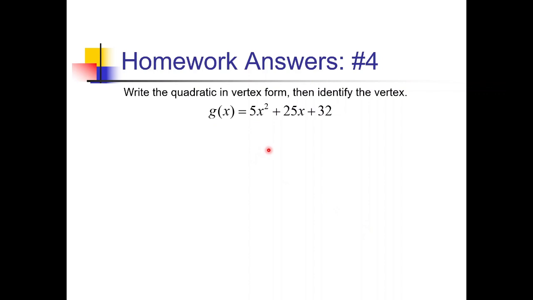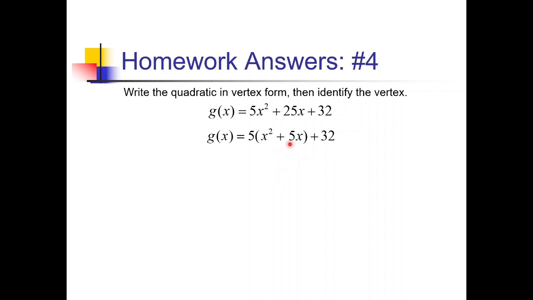This next problem is a big ball of fun. Let's get started putting this in vertex form. To start this process, I need to group the x squared and the x term over in this side of the equation. But when I do that, I want 1x squared inside to make it easier to complete the square. So I actually have to factor this 5 out of these first two terms. So I'll take out a 5, and that'll leave me with an x squared plus 5x inside parentheses, and then I'll keep that 32 over there.